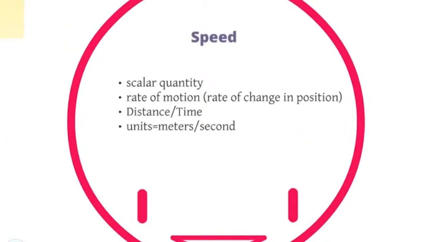First, I'll be talking about one very useful scalar quantity, speed. Speed, as you guys might be the most familiar with, is basically the rate of motion or the rate of change in position. Speed is how much distance an object travels in a period of time, or simply distance divided by time, which will make the units meters per second. Let's use this concept in an actual problem.